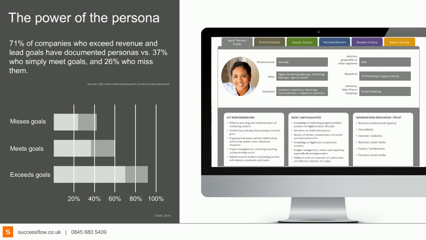The one that's on screen now is quite in-depth, and we can see that they've got the basic information of their key responsibilities and how they're evaluated, but it also goes on to a more in-depth view if you look at the tabs across the top. So their success factors, how are they evaluated?